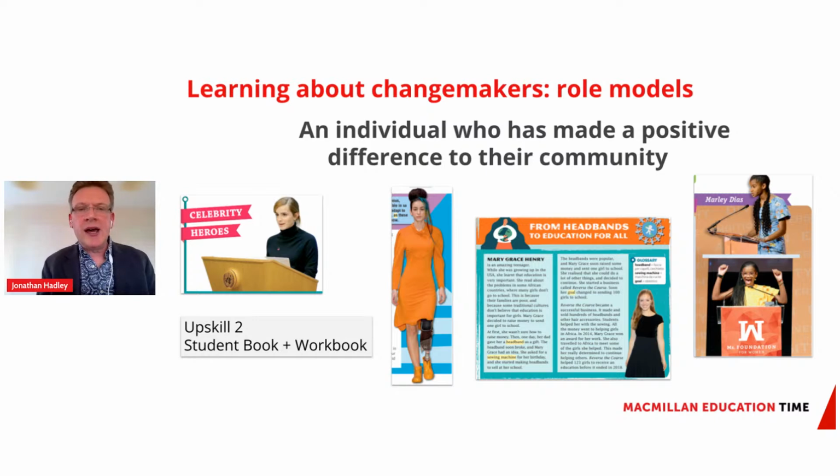So you can see in the middle, this is a model who, despite her disability, walks on as a catwalk model, has overcome her disability, and indeed actively campaigns for the rights of disabled people. Again, in Upskill 2, we have a little text about her. There's also a text about a lady called Mary Grace, and she has been working hard in the education sector to give people with less opportunities for education, opportunities to improve their access to education.